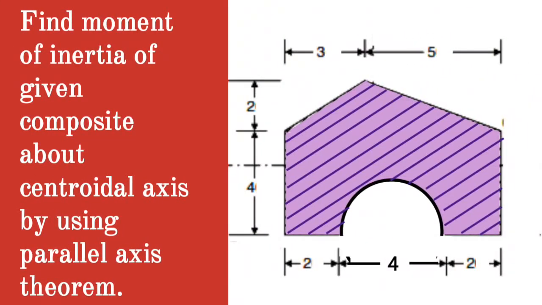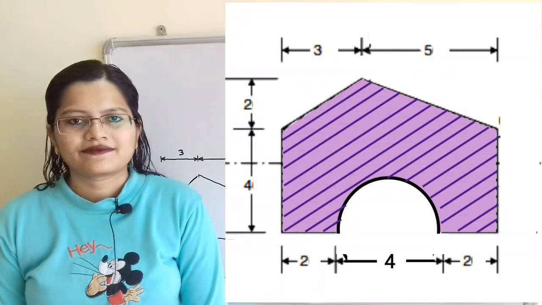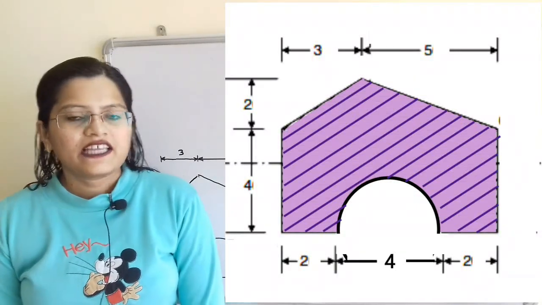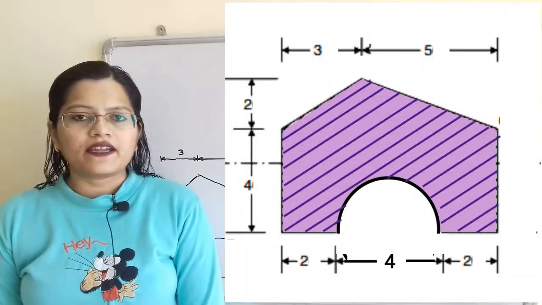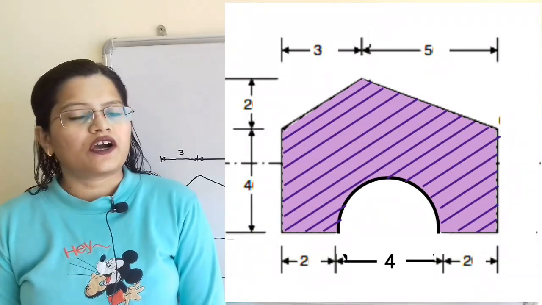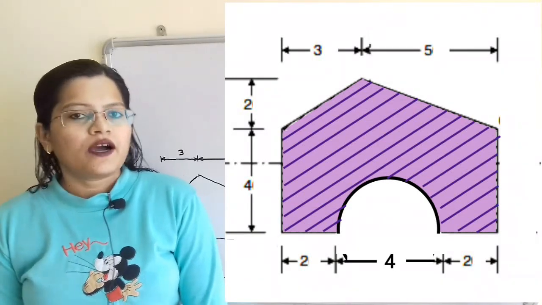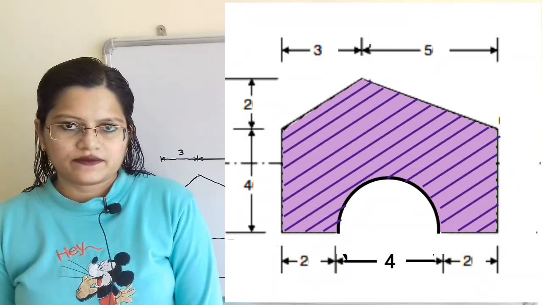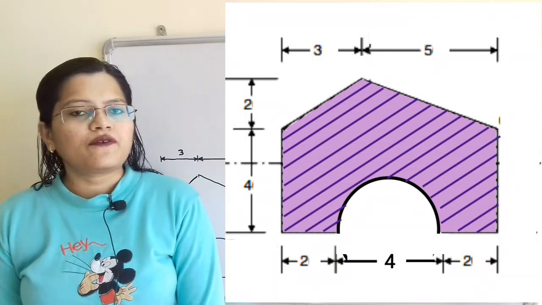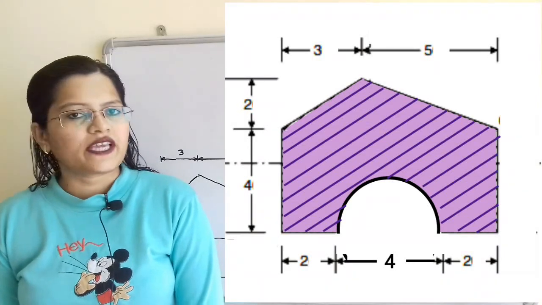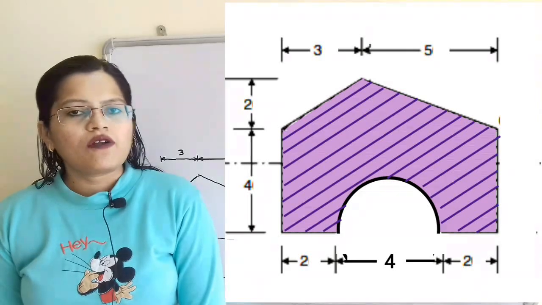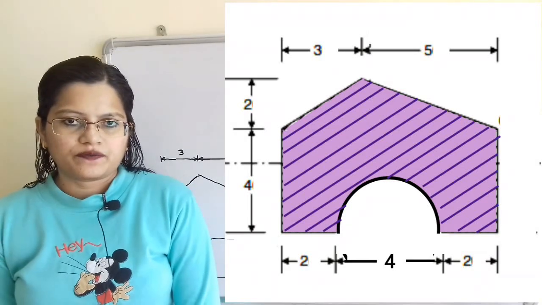Given the question, find the moment of inertia of the given composite about the centroidal axis by using the parallel axis theorem. In this question, we have to find the moment of inertia of the shaded area about the centroidal axis. So the first step is to find the centroid for the given shape. We will follow a step-by-step procedure.